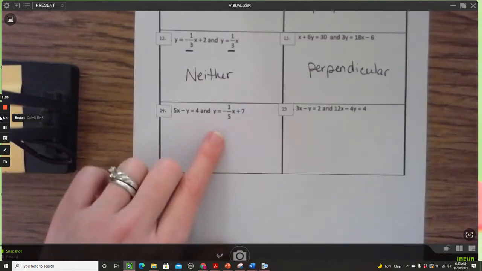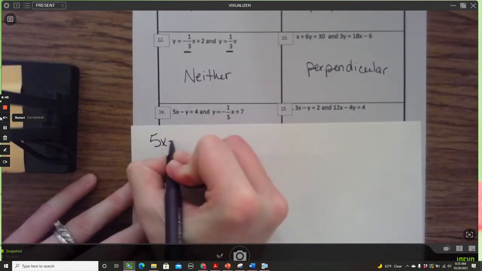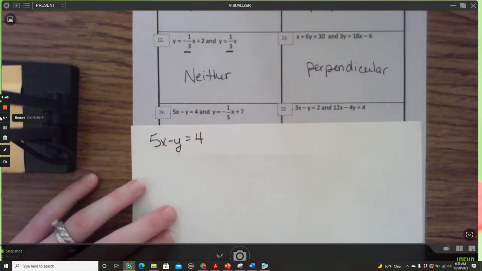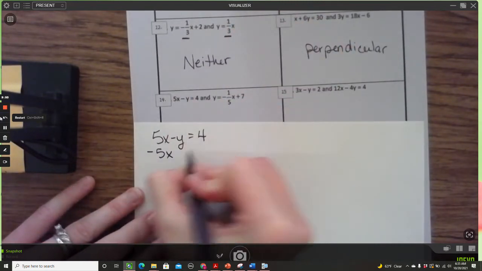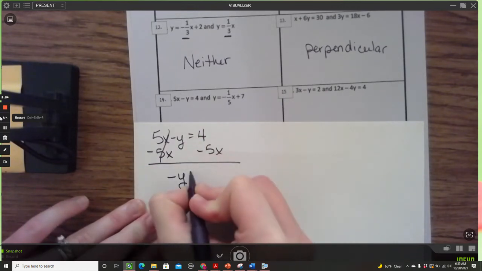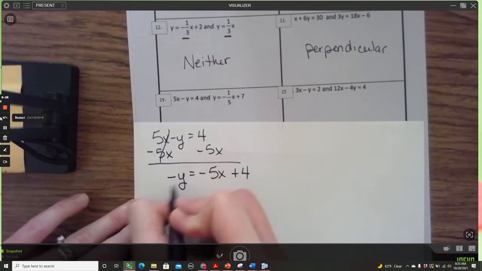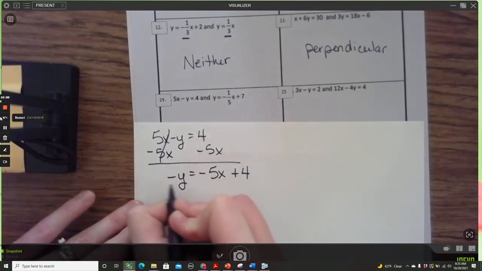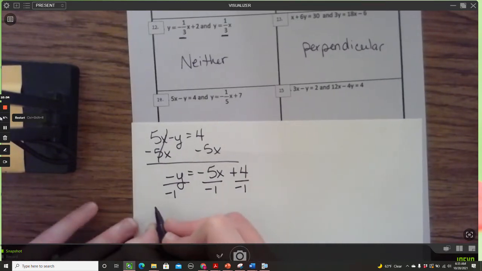All right, 19, same thing. All we have to do on this one is just switch 5x minus y equals 4. We need that one in slope-intercept form. So subtract the 5x from both sides. Now I've got a negative y equals negative 5x plus 4. Now, I can't have a negative y. So to get rid of this negative, I'm going to divide everything by negative 1.